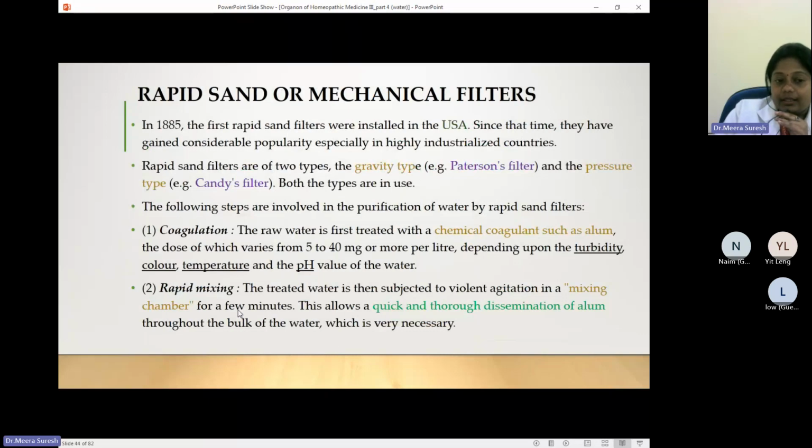Initially only the alum will be added according to the quantity, and that happens in a coagulation chamber. And then it goes to the second one, that is rapid mixing. There is violent agitation happening over there in a mixing chamber for a few minutes. This allows the water and the alum to get thoroughly mixed. The quick and thorough dissemination of alum through the bulk of water is very necessary.